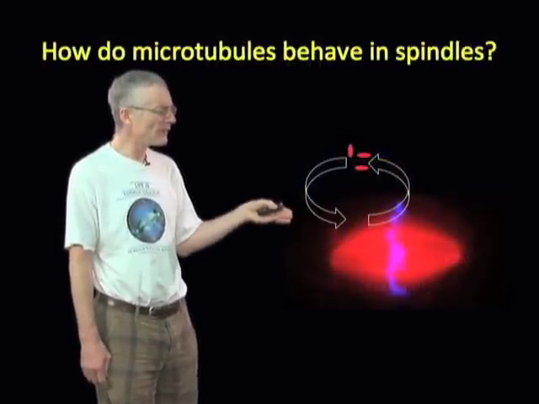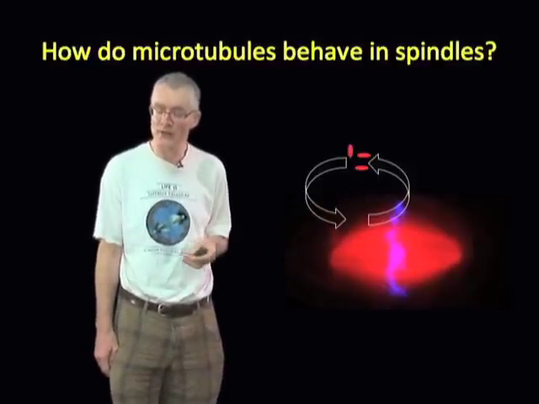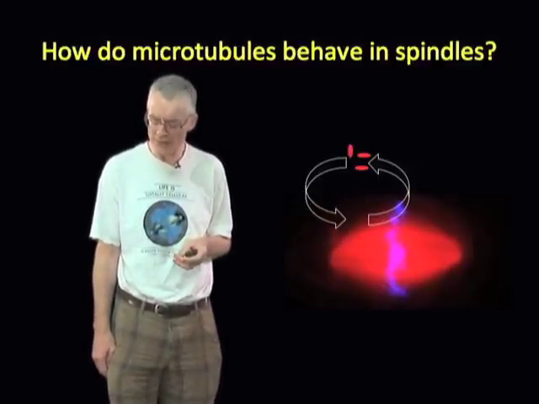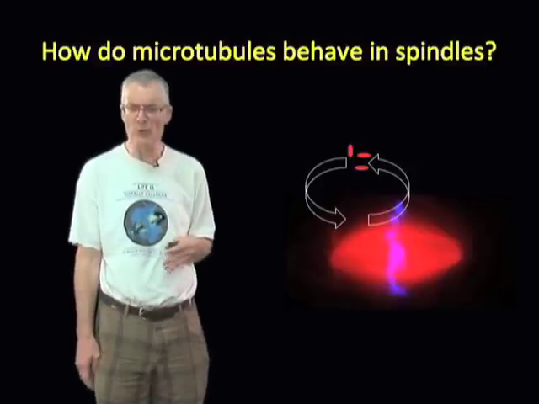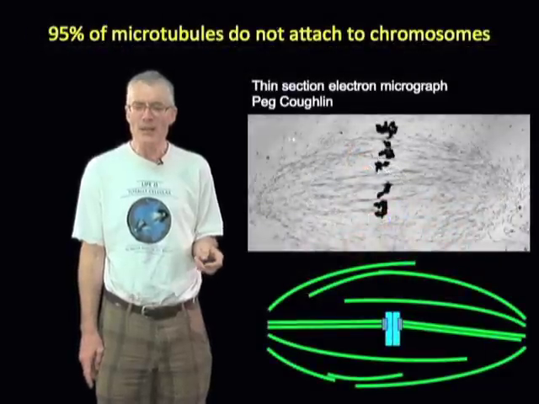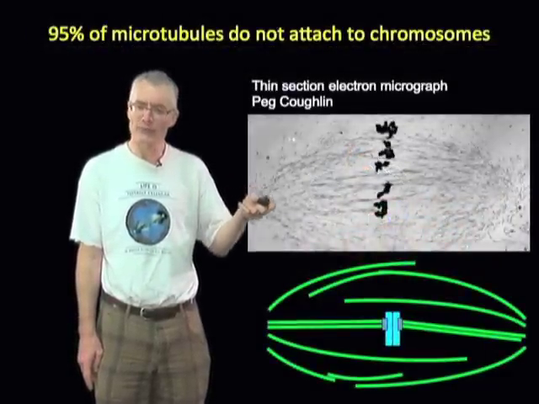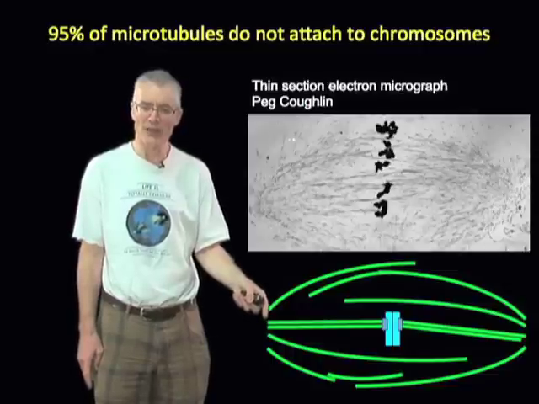So I talked in the introduction about how the spindle is continuously rebuilding itself, exchanging subunits with the cytoplasm. We've known that for a long time. But what is the nature of that continuous rebuilding? Just to give you a sense of the microtubules here, this is an electron micrograph of the spindle, and here's a kind of cartoon representation.